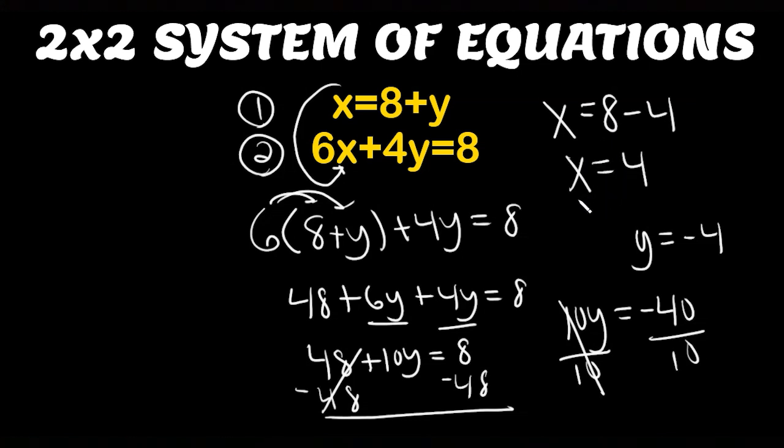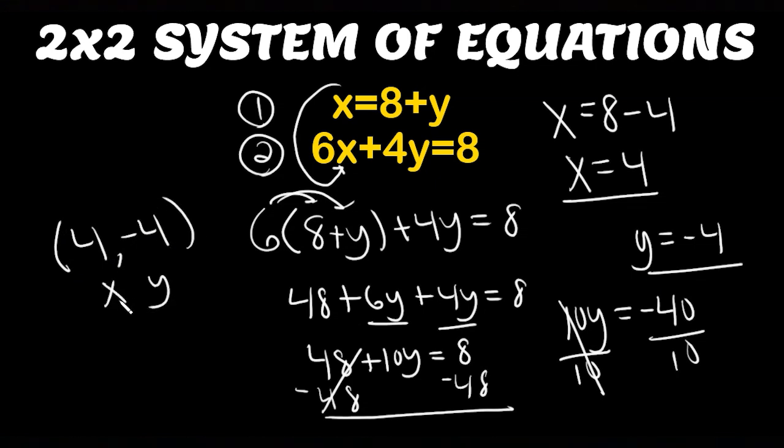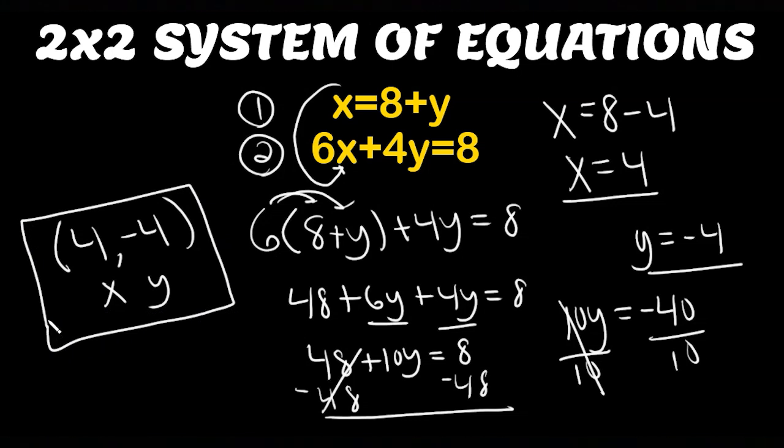Okay, so here's my x value, here's my y value. We want to write it as a point. So our final solution is going to be 4 comma negative 4, right? Remember, this is x, this is y, x comma y. And there it is. So you do want to write your solution as a point, and that is substitution.